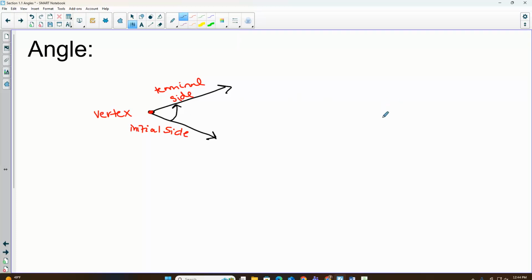So if I drew an angle like this, which one is my initial side? And the one the arrow ends at is my terminal side. All right. Any questions so far?